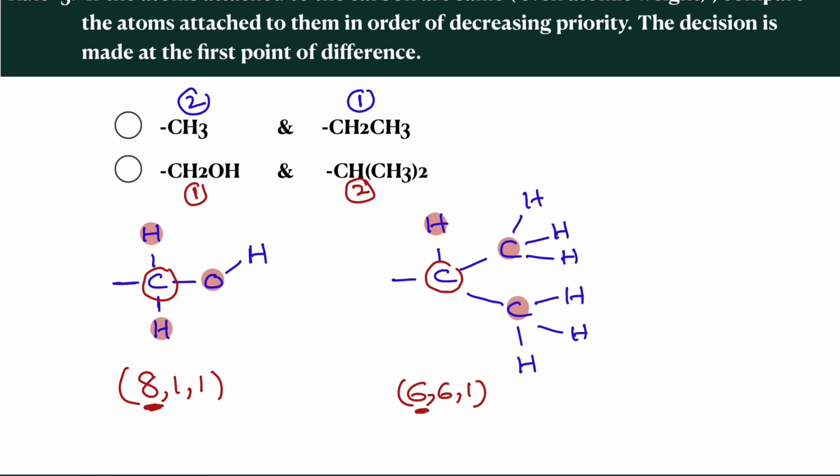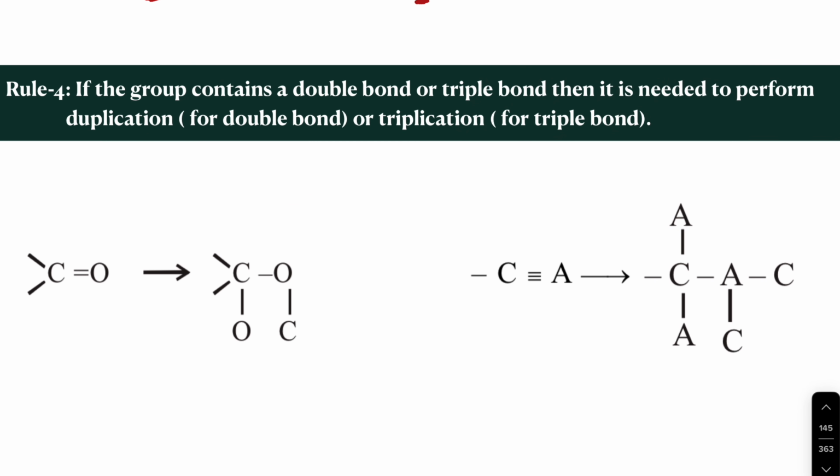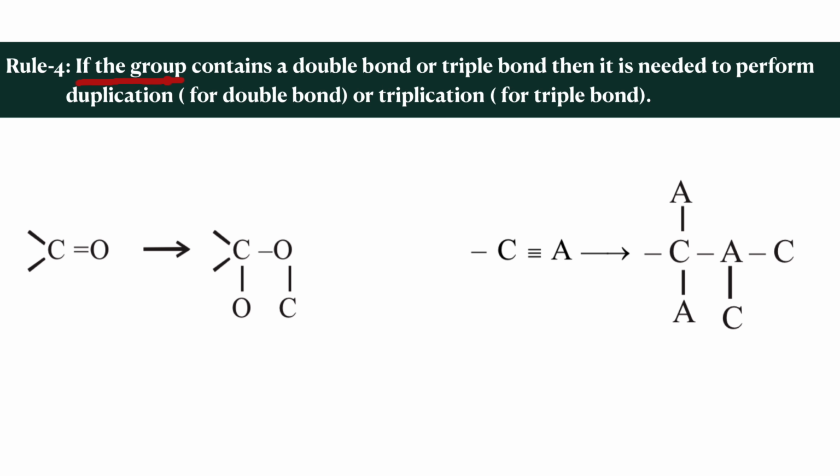We are just understanding the rules, but in the next lecture, I'll be discussing questions on CIP rules exclusively. You just understand the rule, and the next rule, a very important rule where most students get confused. If the group contains a double bond or triple bond, then it is needed to perform duplication for a double bond, triplication for a triple bond.